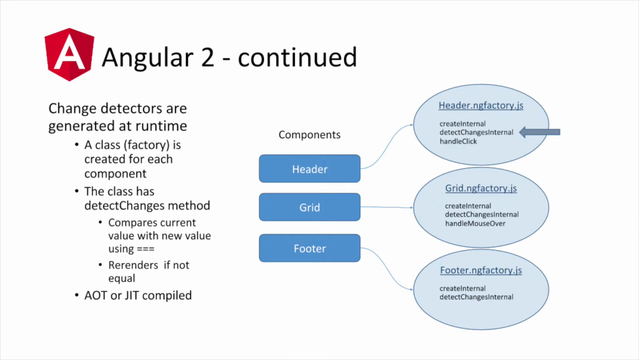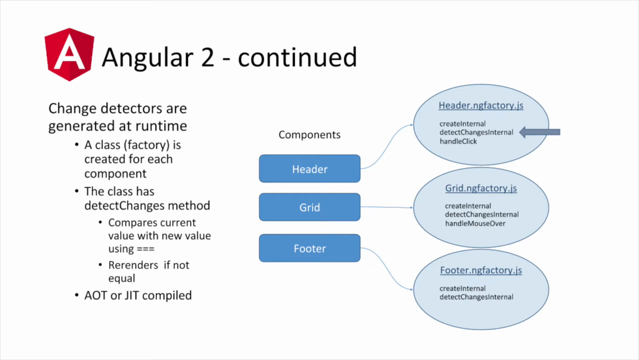Let's take a look at how this whole thing is happening in Angular internally. What Angular is doing at compile time. So remember, when you were doing Angular 1, you were doing a compile time and creating watchers. Angular 2 is something slightly different here. What Angular does is it takes your HTML and your TypeScript code from your component, and it's going to create a class out of that. The class is called the name of the component .ngfactory.js. This class has create internal, detect changes internal, and all the event handlers associated with each component.